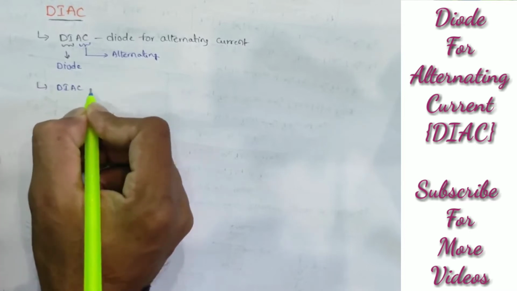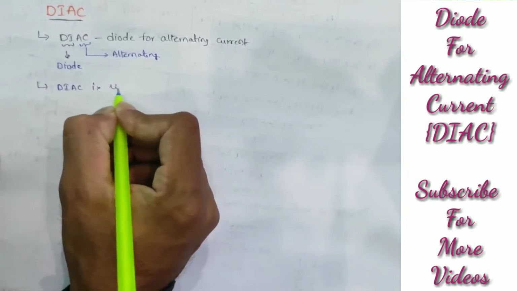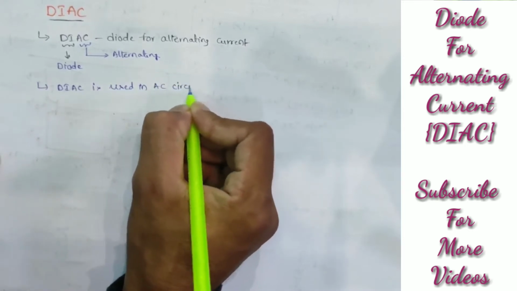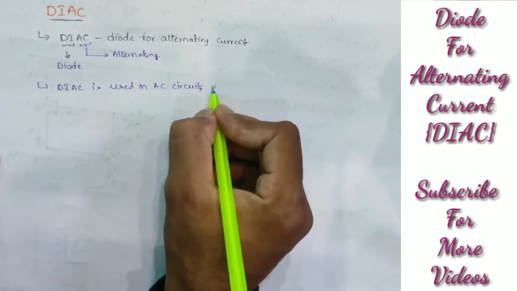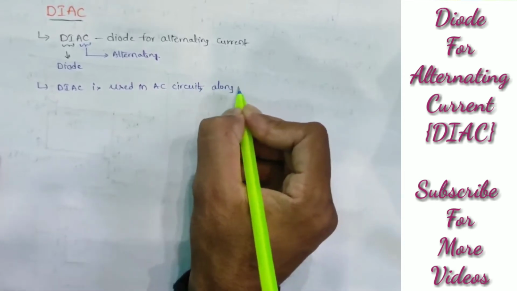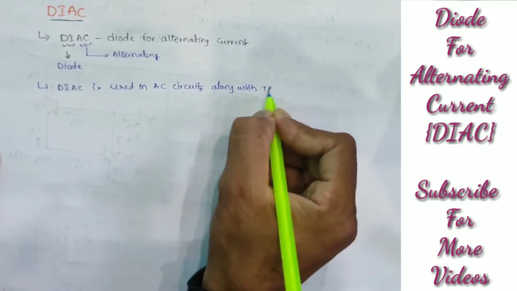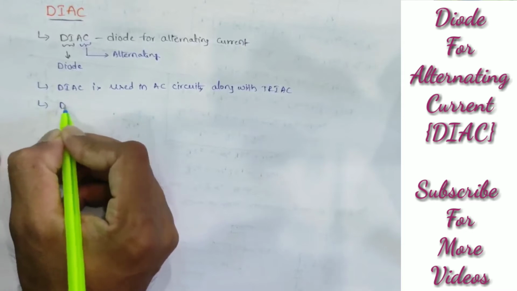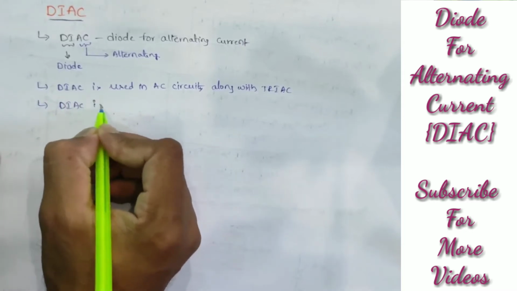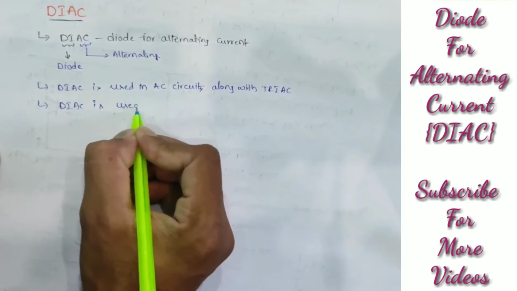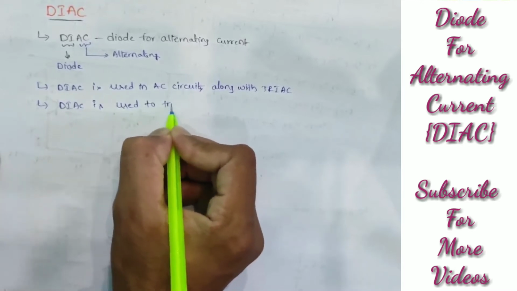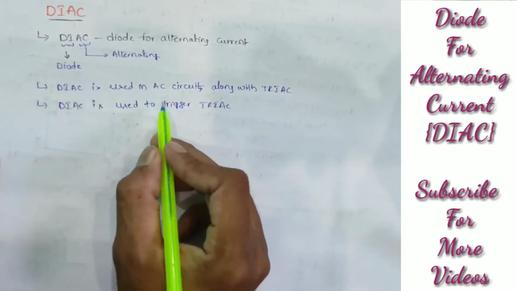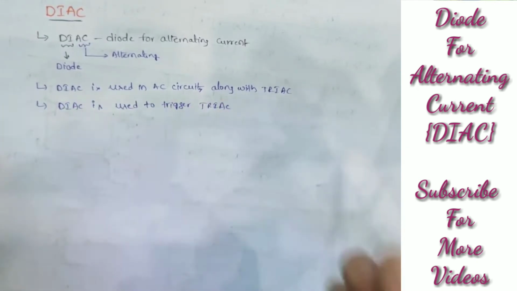Diac is used in AC circuits along with the triac, because the diac is used to trigger the triac. So that's why the diac is used in AC circuits along with the triac.